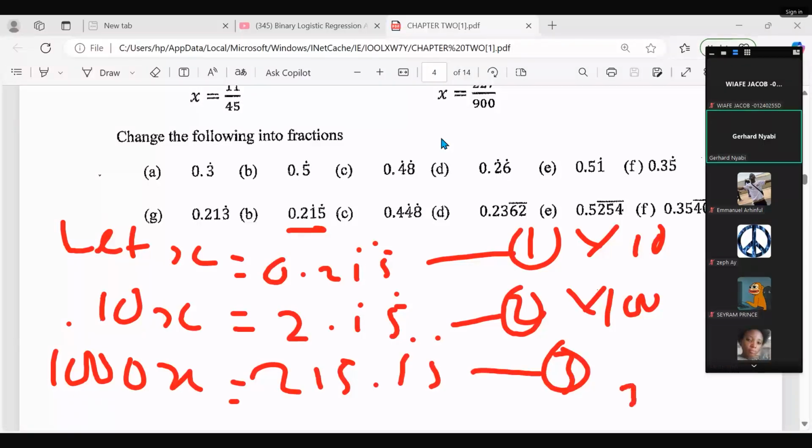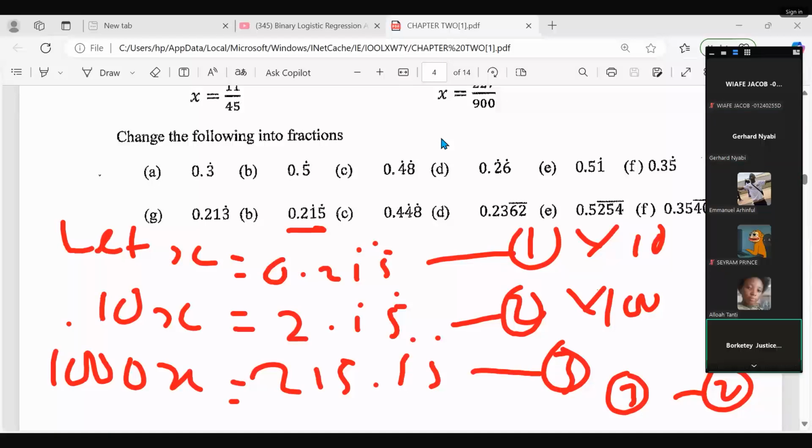So you can subtract equation 2 from equation 3. If you do, the recurring number will go off. We have 213, which will be equal to 990x. So you can divide by 990 to get x.